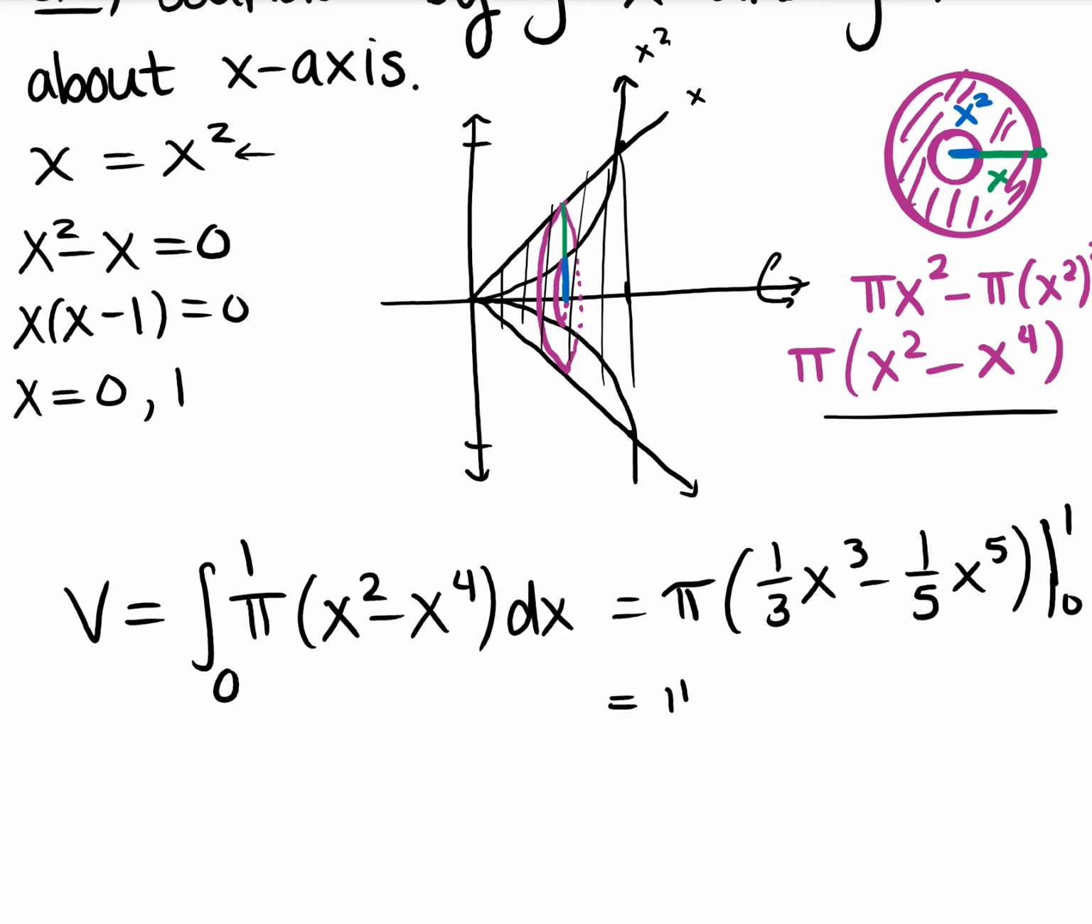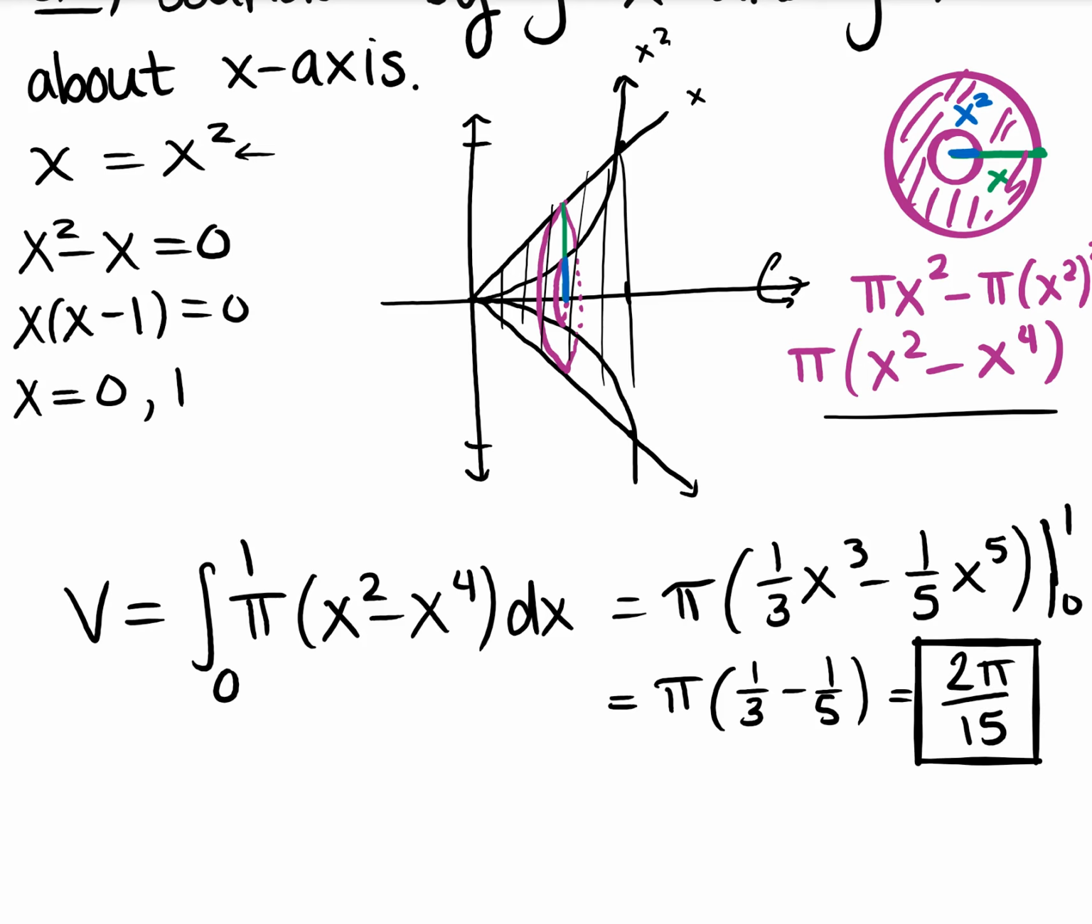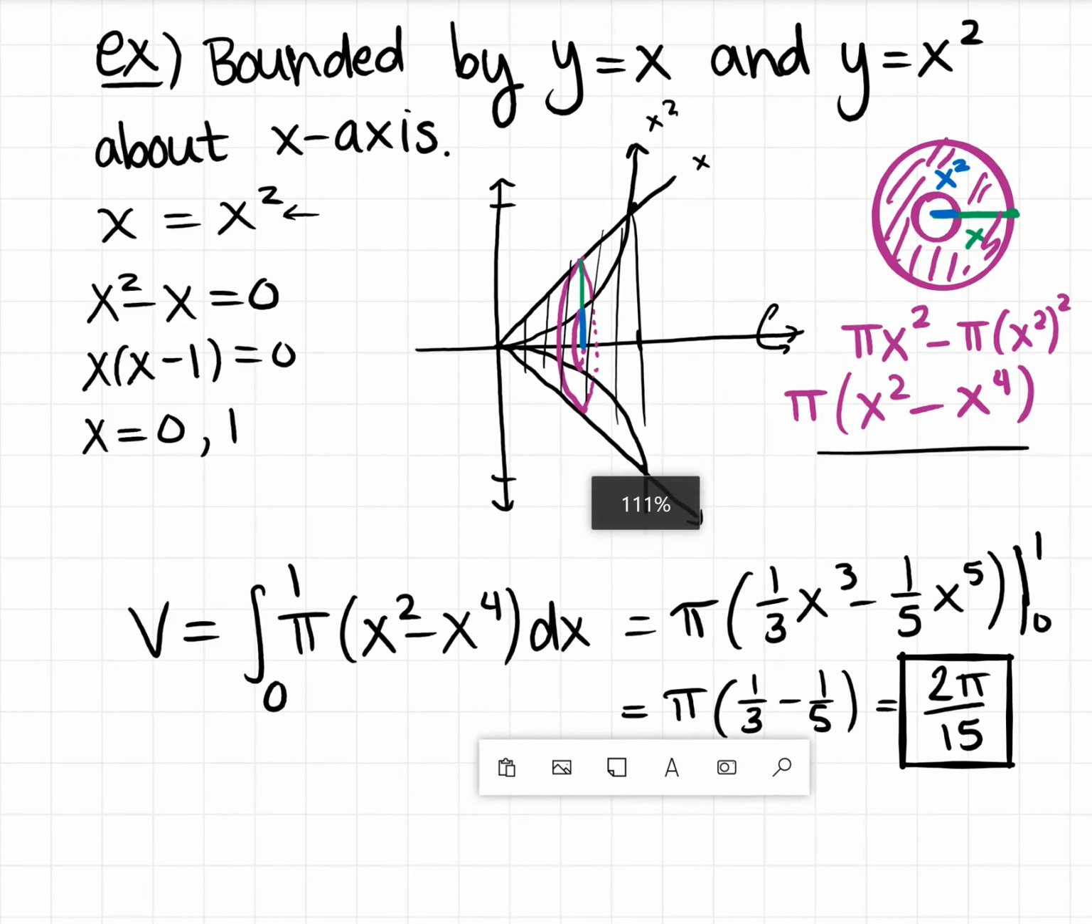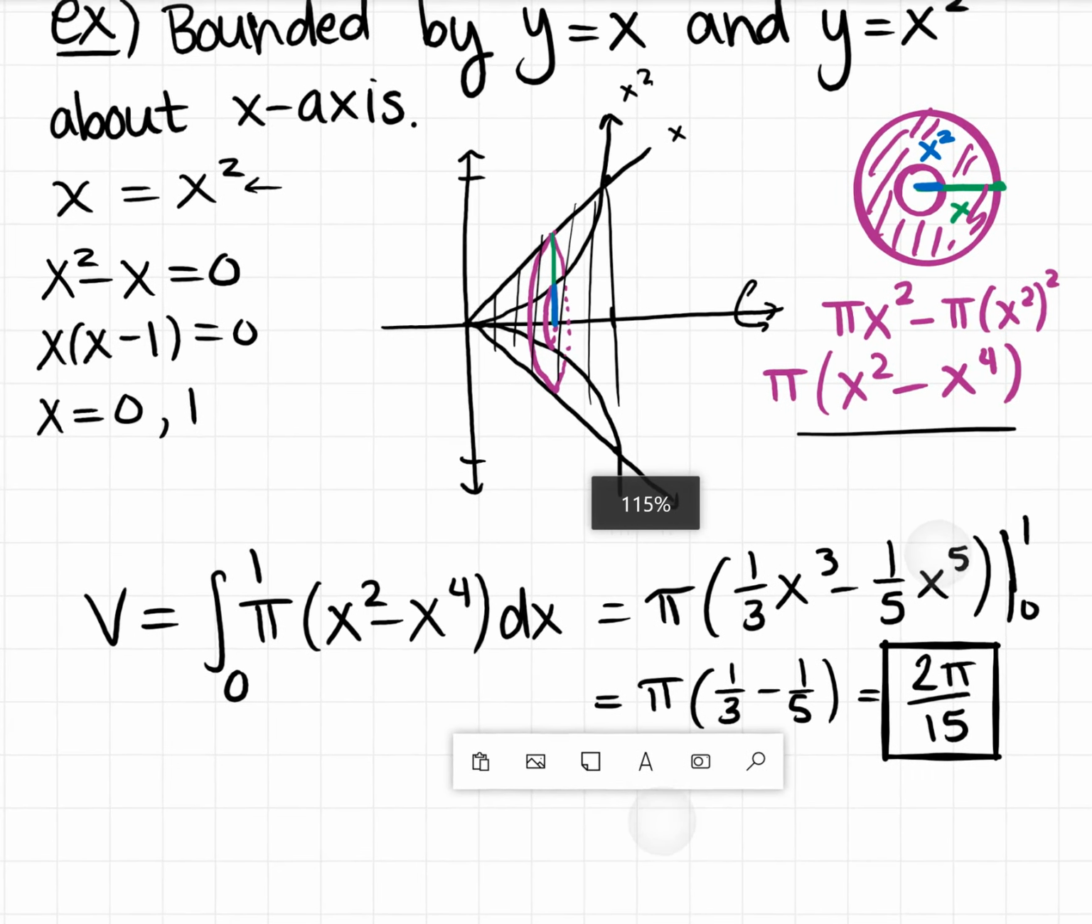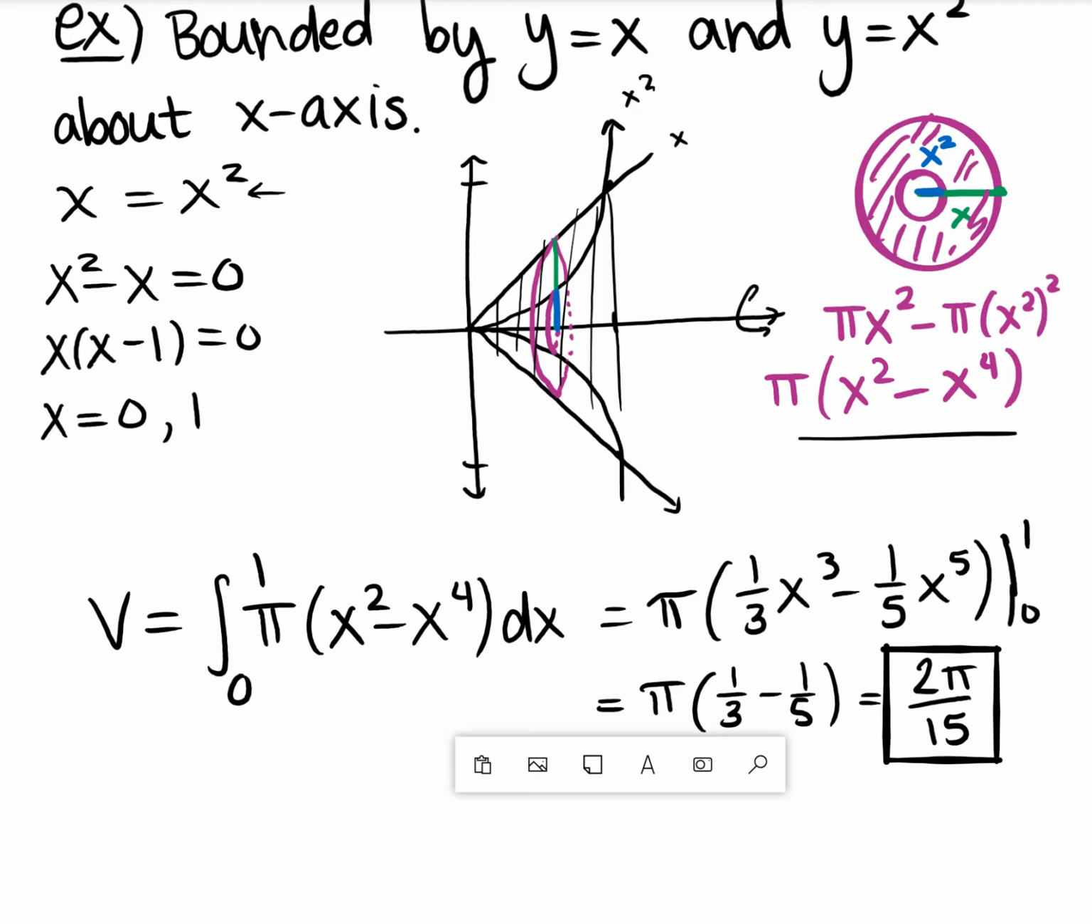If I put in the 1, the 0 goes away, I get 1/3 minus 1/5, right, which I believe is 2 pi over 15. Should be positive, right? We're dealing with volumes, so it would only make sense that my volume should be positive. Same thing with your areas. I was doing your guys' fun sheet solutions a little bit ago, and I got a negative area and knew something went wrong. So I checked my answers, found I had made, as it always is, an arithmetic mistake.